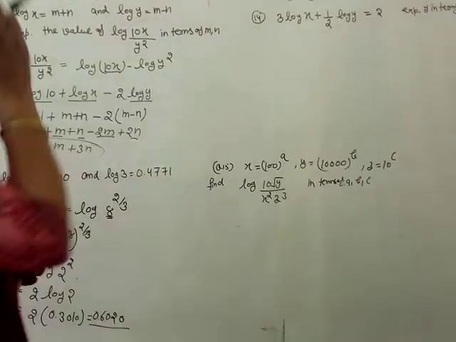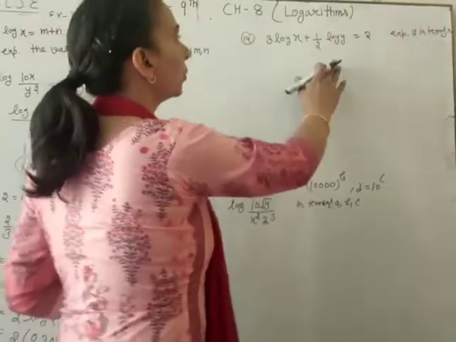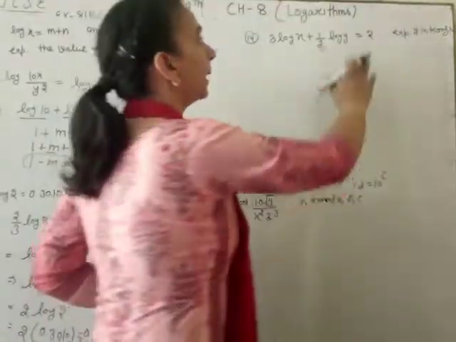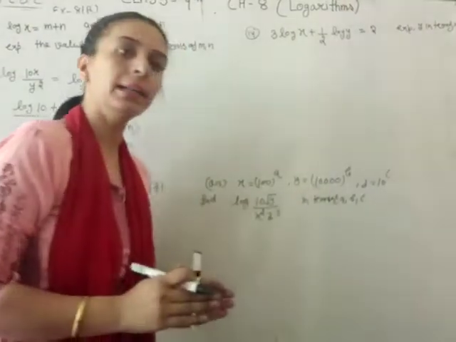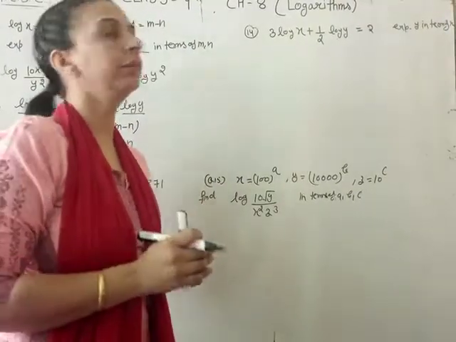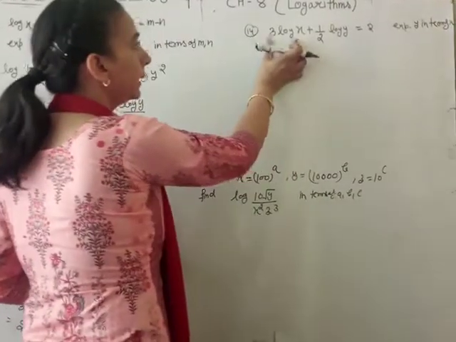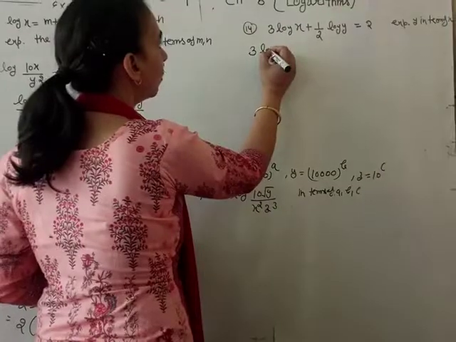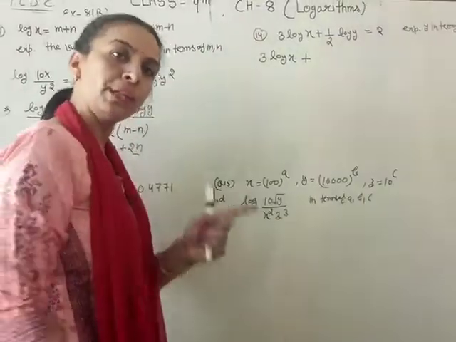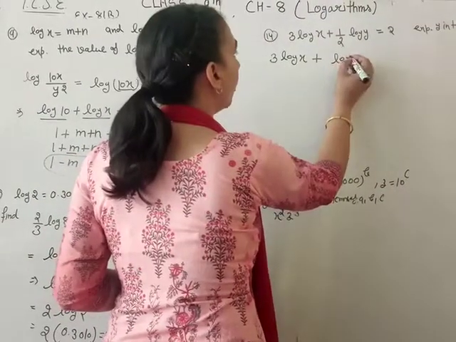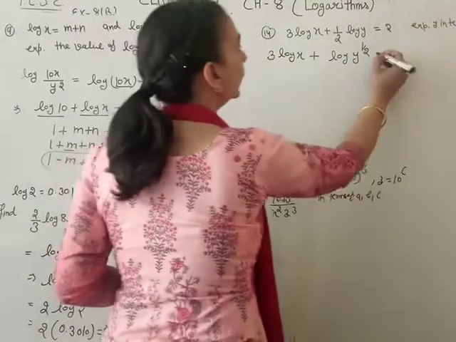Then question number 14. 3 log x plus 1 by 2 log y equals 2. Express y in terms of x. Find the answer for y in terms of x. Then we solve this question. Student, this is the same as log x cubed, plus, according to the power law, log of y raised to the power 1 by 2, and this equals 2.